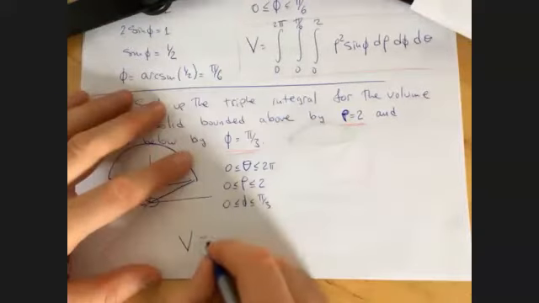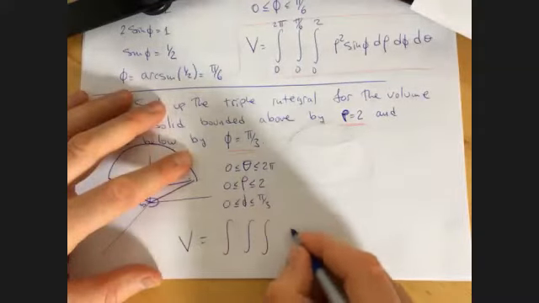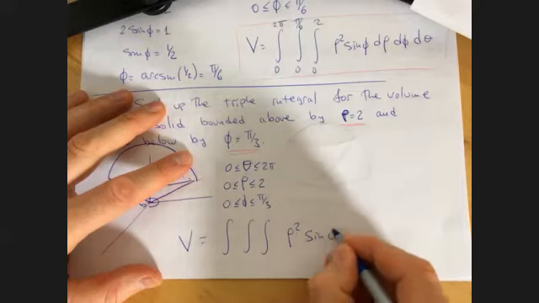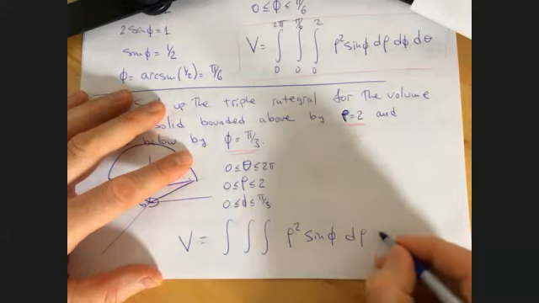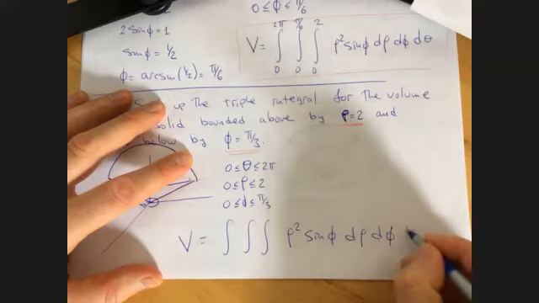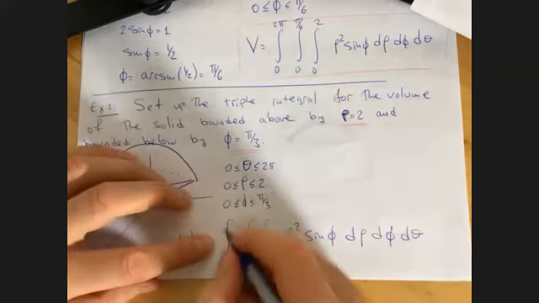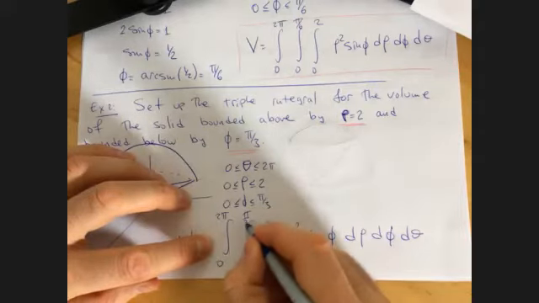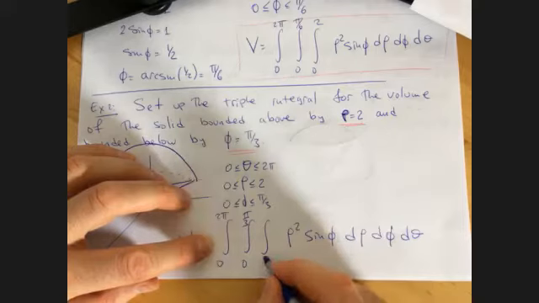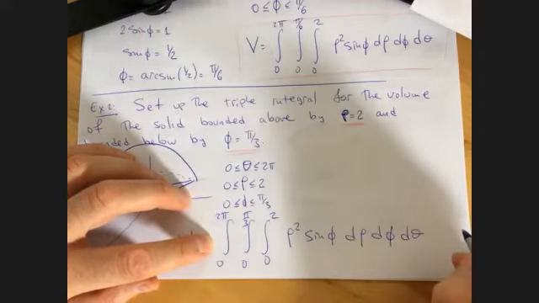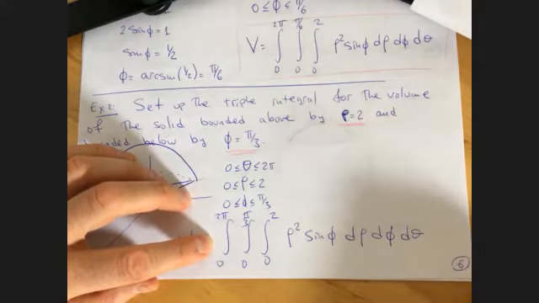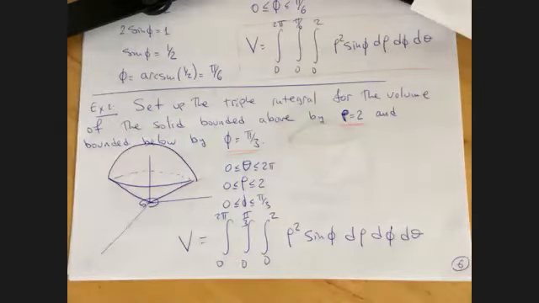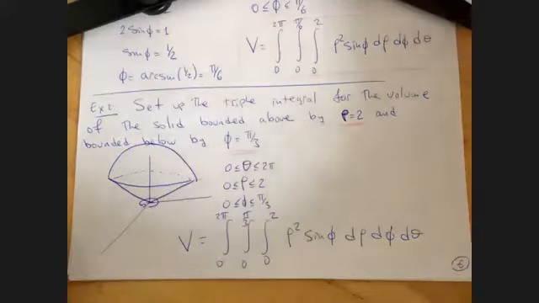So the volume is equal to the triple integral of rho squared sine phi d rho d phi d theta. Theta is from 0 to 2 pi. Phi is from 0 to pi over 3. And then rho is from 0 to 2. Questions?